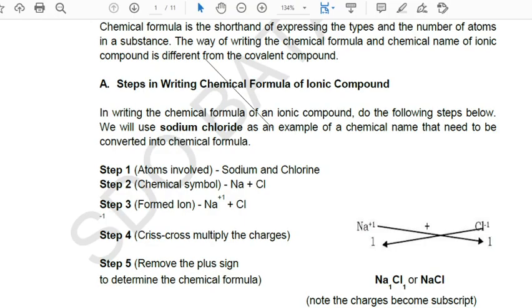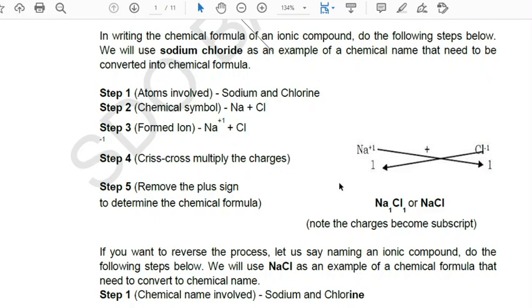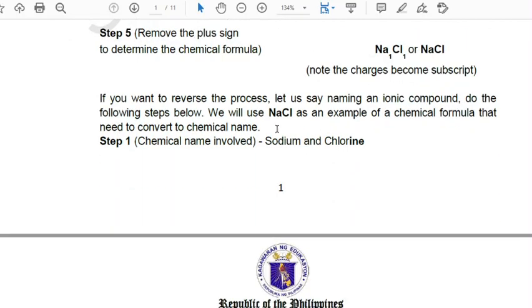So, we'll just have more of these examples later. Punta naman tayo kung paano naman tayo mag-name ng ionic compound. Kunwari, hindi natin alam na ang NaCl ay sodium chloride. So, madali lang ang naming.